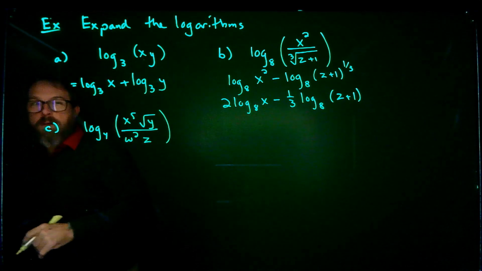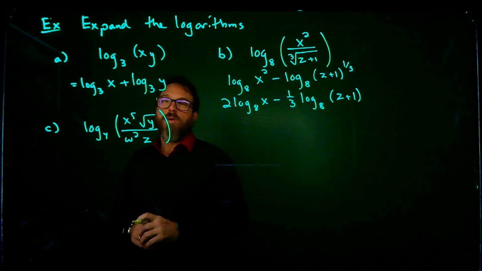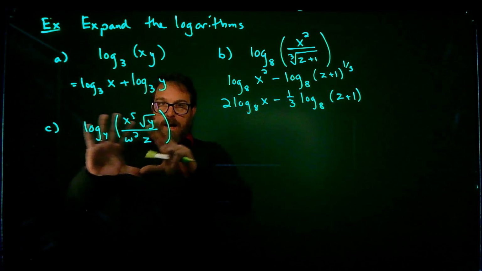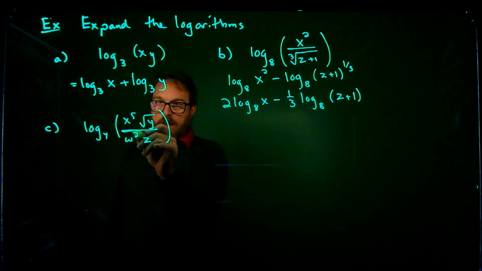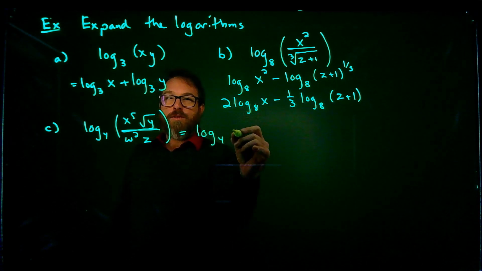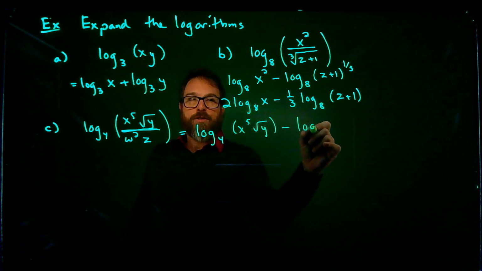What about the log base 4 of x to the fifth square root of y all over w squared and also a z down there. So let's start out with how we handle this first. We have to take care of the biggest operation inside of here first, so that's going to become subtraction. So this is going to be the log base 4 of the numerator minus the log base 4 of the denominator.